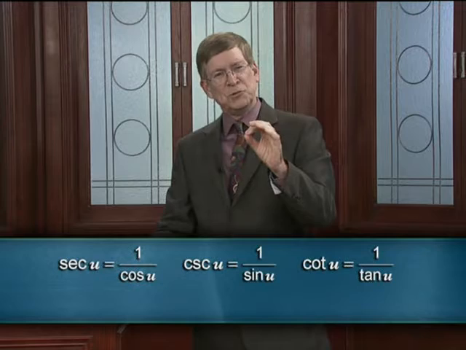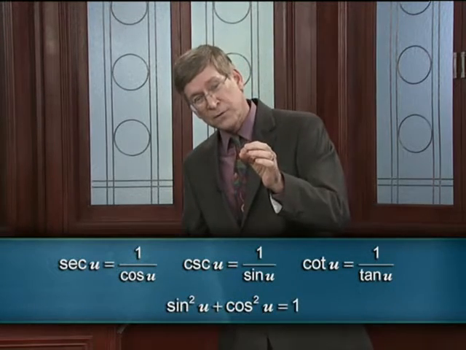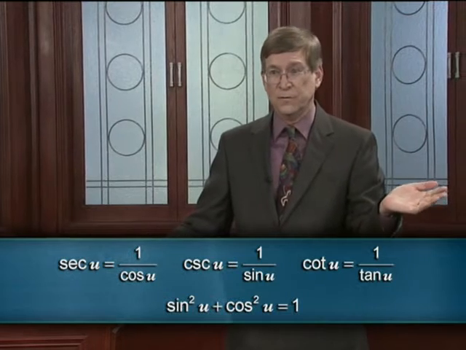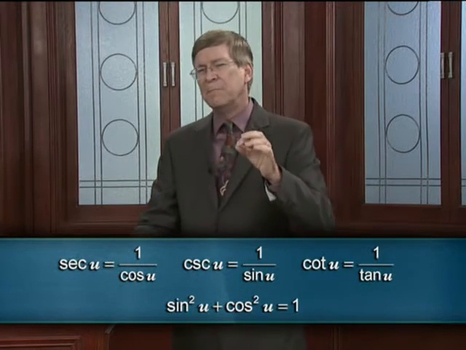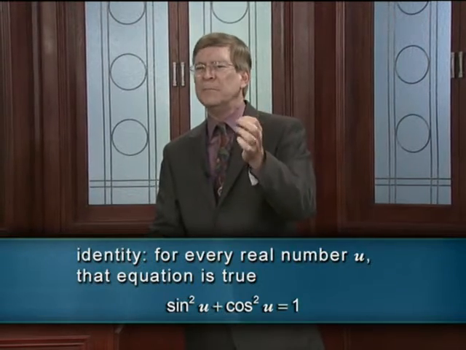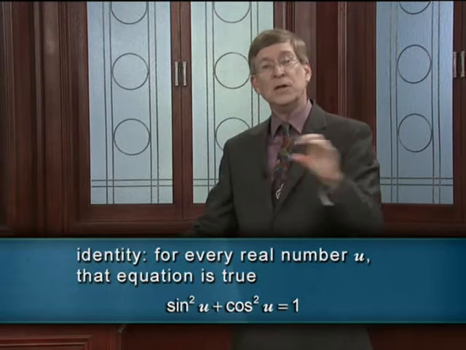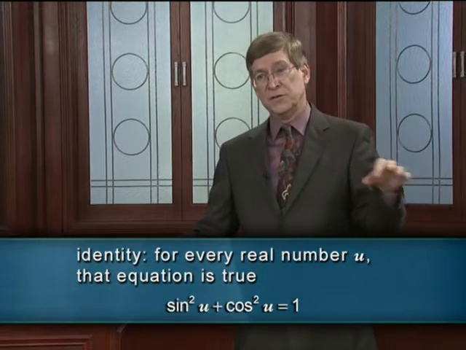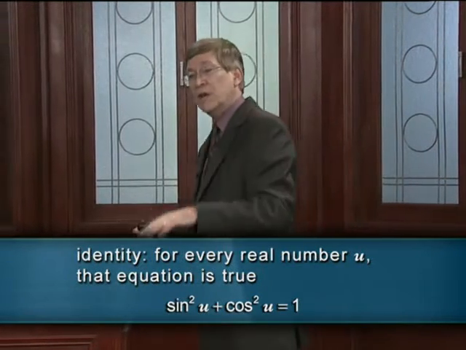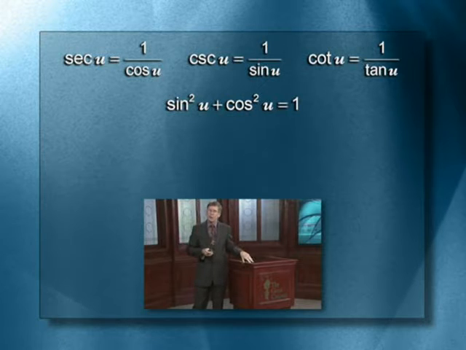And then we came to perhaps the most important identity, sine squared of u plus cosine squared of u equals 1. By identity, I mean the following. For every real number u, that equation is true. For every u in the real numbers, that's a true statement. That's what an identity is. And from that identity, we developed a couple more.